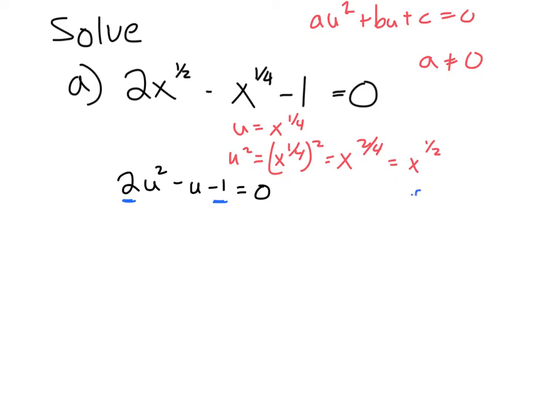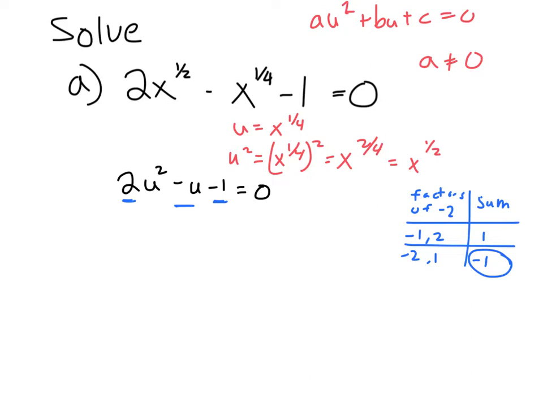So then I find factors of -2. Okay, I make a little table and then I find the sum of those factors. Factors of -2 are, for example, -1 and 2, or -2 and 1, okay, and then find the sum of those factors. This one, the sum of those two is 1, and this one is -1. Okay, so we want the sum to equal whatever the middle term is, and that's -1. So we'll use these two factors here.